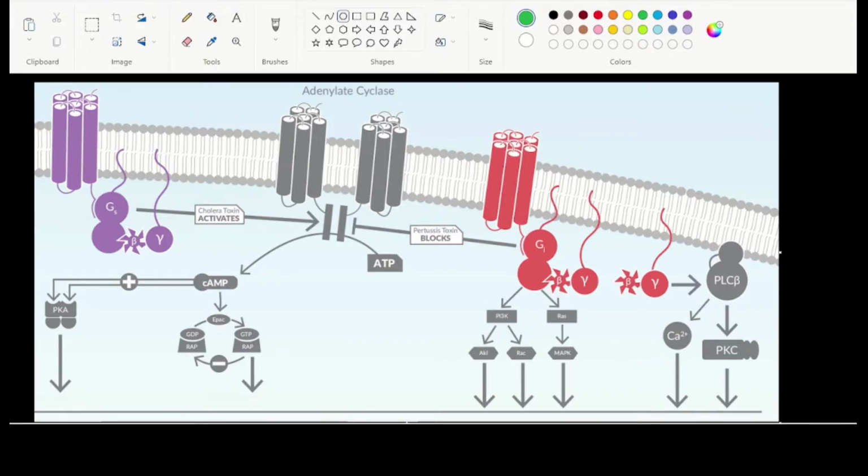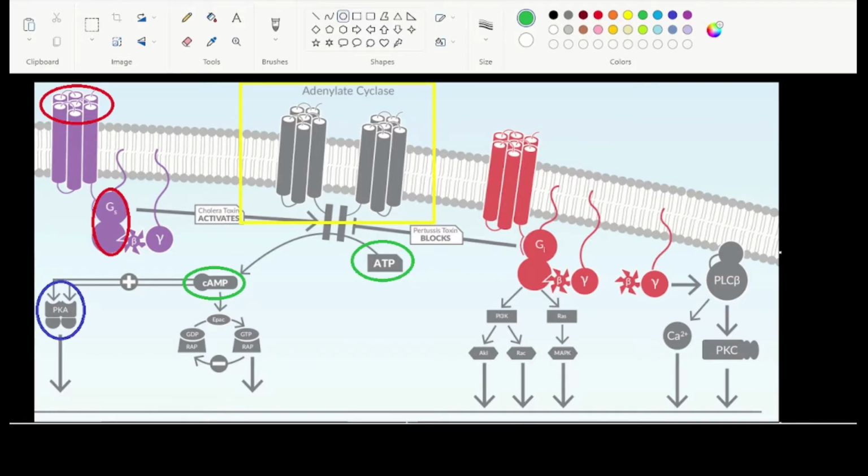On the left side we have the GS subtype. The first thing that happens is a ligand binds to the transmembrane part of the GPCR. This induces a conformational change that allows the G protein to be released. The GS alpha subunit travels along the inside of the cell membrane to activate adenylate cyclase. Adenylate cyclase then converts ATP into cyclic AMP. Cyclic AMP is a secondary messenger. It causes a variety of effects downstream. A major effect to remember is the activation of protein kinase A.